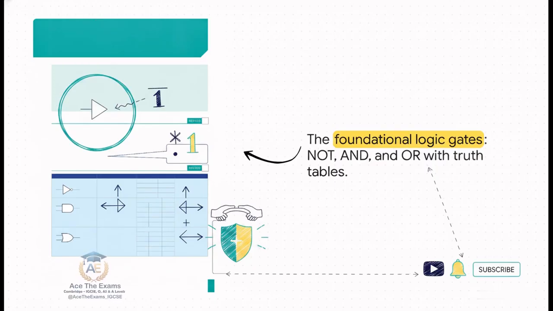And then we have the OR gate. It's got that curved, almost shield-like shape coming to a sharp point. This one is way more forgiving. The output is a 1 if either A or B or both of them happen to be a 1. Literally, the only time an OR gate is going to output a 0 is if both inputs are 0. In Boolean notation, you'll see this represented by a standard plus sign, like A plus B.